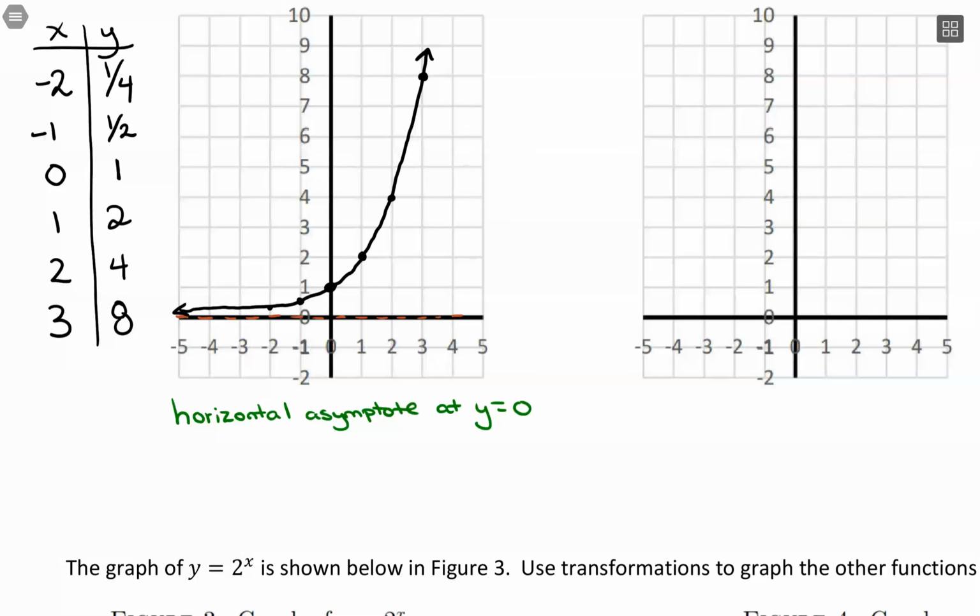And something we should notice is that as we read this function left to right, it's increasing. So this graph is showing us exponential growth. As x is increasing by 1, we're doubling our function. So we're 1/2, double it to 1, double to 2, double to 4, double to 8.